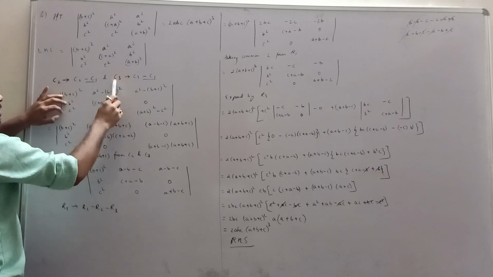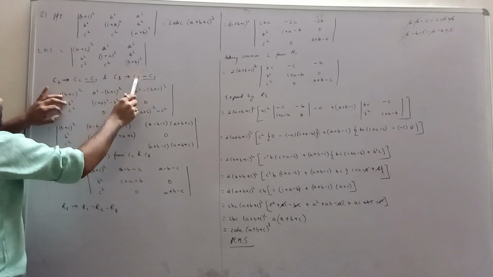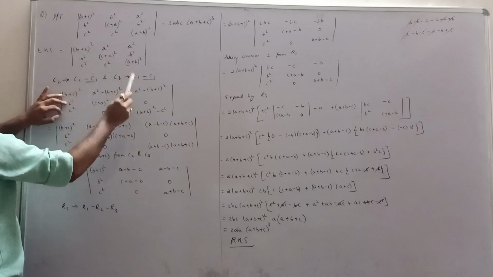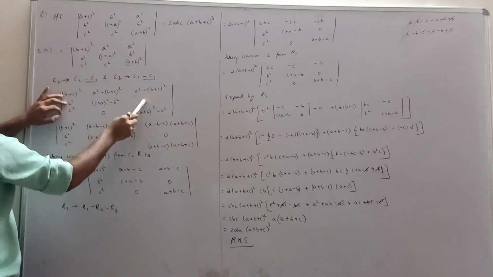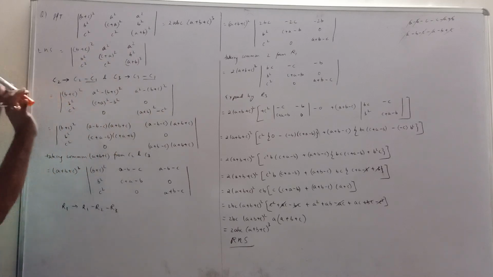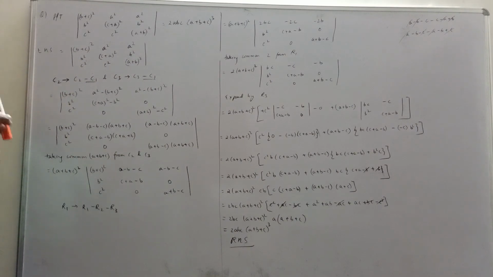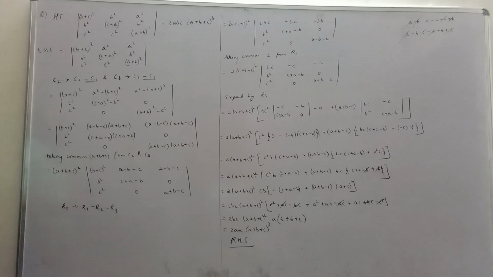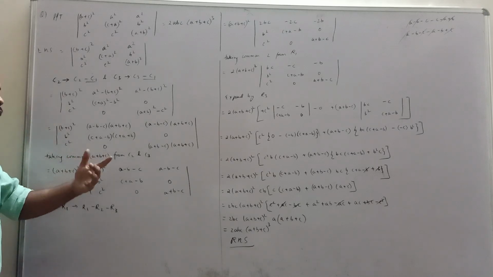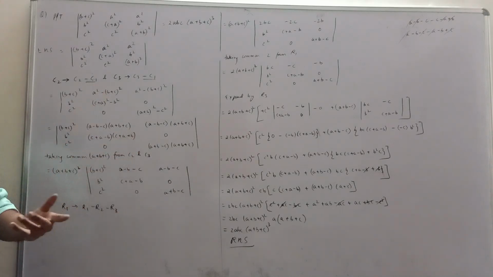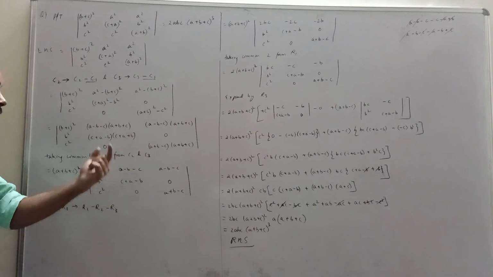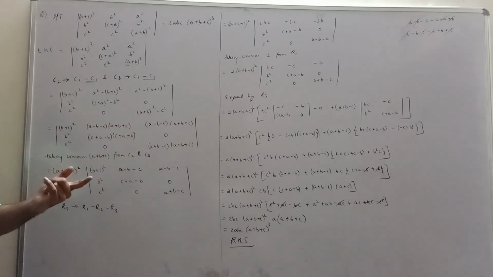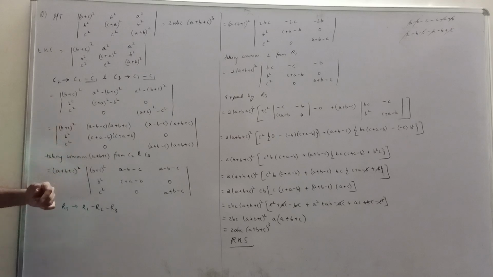Now next I am changing C3: C3 minus C1. This minus this here, this minus this, 0, this minus this here. Now, after doing this, we got two zeros. Don't think that sir told, make two zeros and expand. No, sir said, make two zeros, try to simplify the terms and then you expand. Now we'll go for simplification.